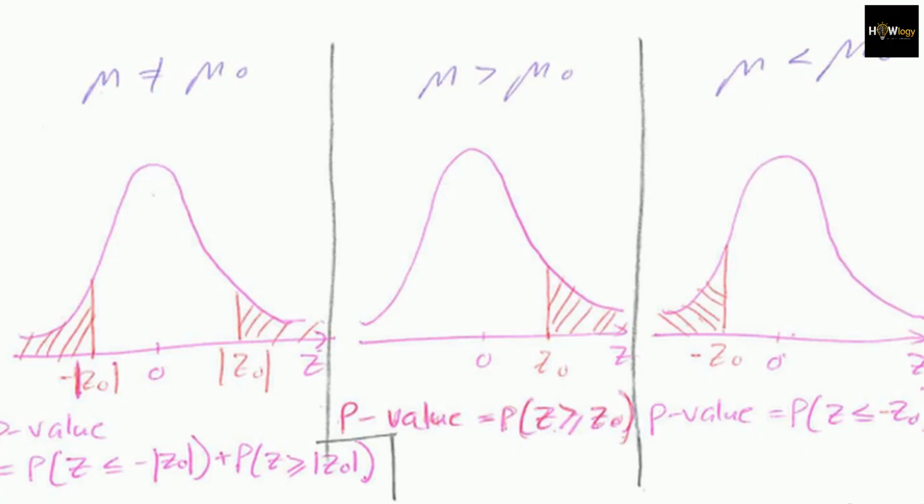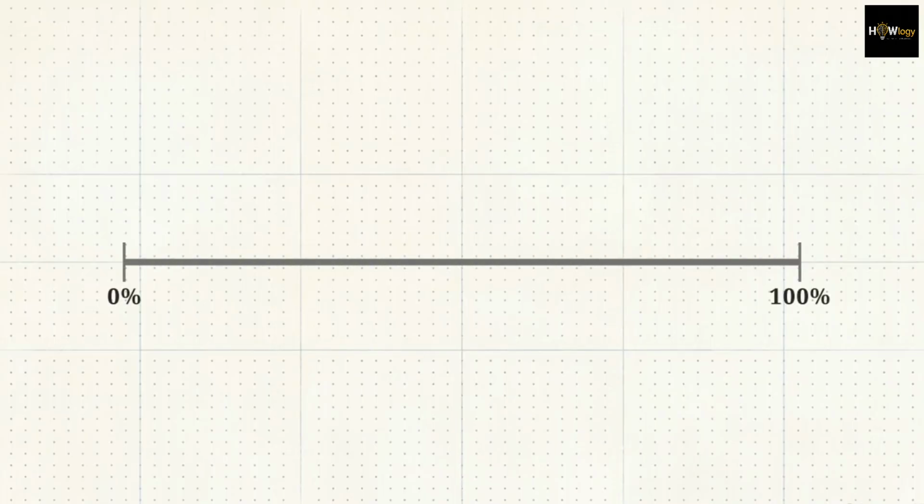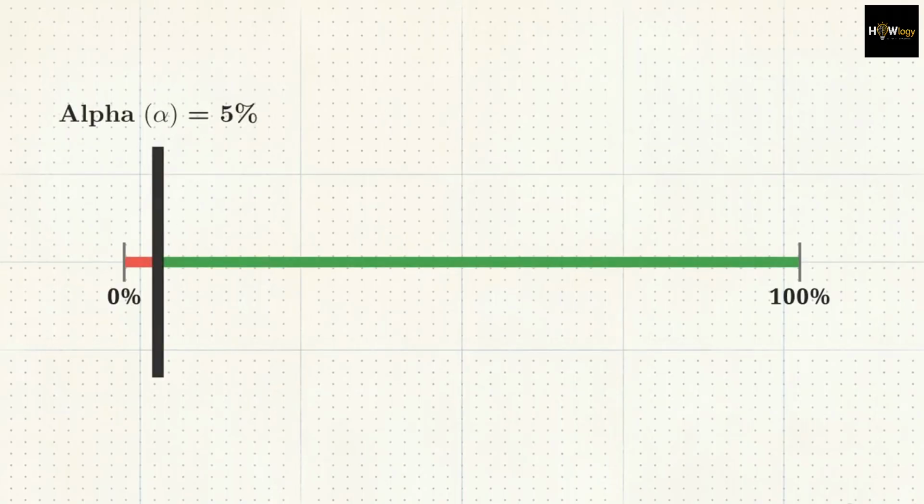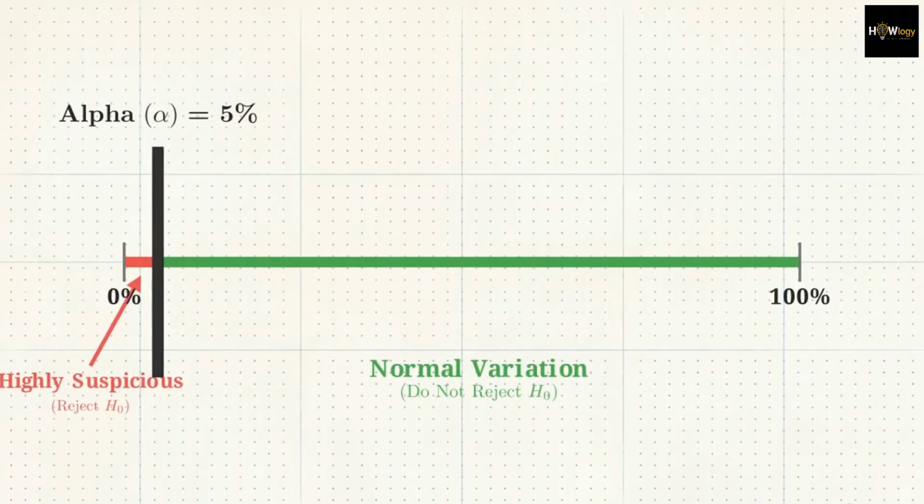This is where we calculate the p-value, shown here as the shaded areas under these curves. The p-value is the exact probability of getting our 9,900-hour result if the company's claim were actually true. To interpret that probability, we set a strict threshold called alpha, our level of significance. This is usually set at 5%. Alpha draws a hard line between normal variation and highly suspicious data.